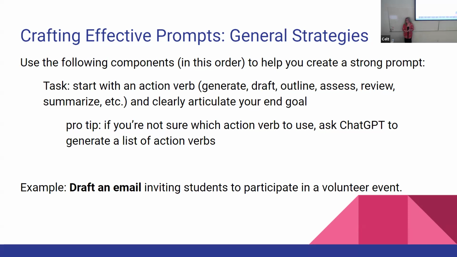So the first thing that you want to do is tell the large language model what its task is. I found that starting with an action verb, and I gave you a couple of examples, and clearly articulating your end goal is a really good way to begin. This is different from how I personally had been engineering my prompts beforehand, but I found that when you tell it what you want it to do right from the beginning, that's helpful.